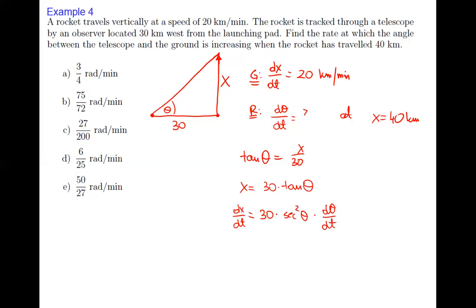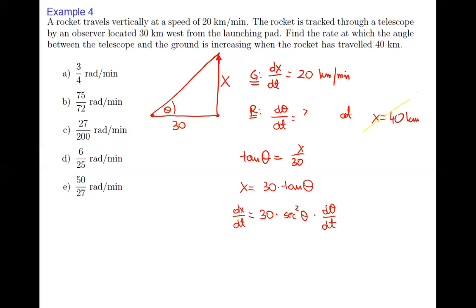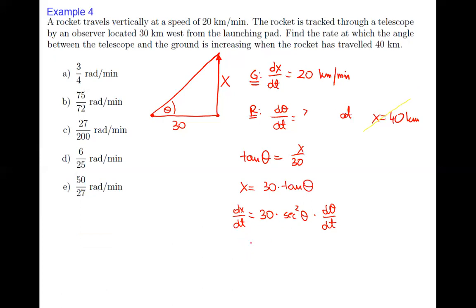Okay. And the same thing, I will not use 40, of course, I didn't cross it. I can use it at the end. That means now I can substitute everything. dx/dt is 20, this is 30 secant squared theta. I still don't know what theta is, and d theta/dt.